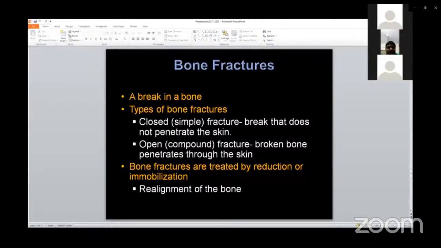Bone fractures are treated by reduction or immobilization. So here we are going to learn what the first aid for a bone fracture is. We should not move the fractured area. That is the first thing we have to follow when there is a fracture.